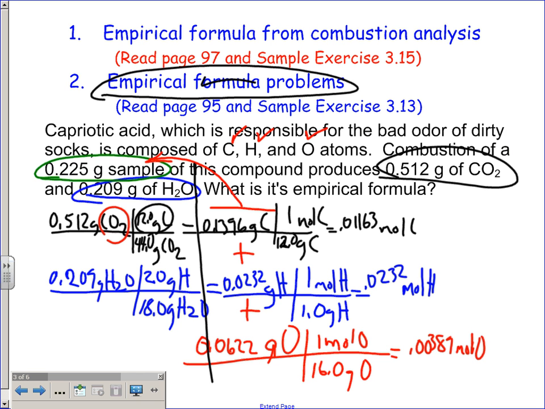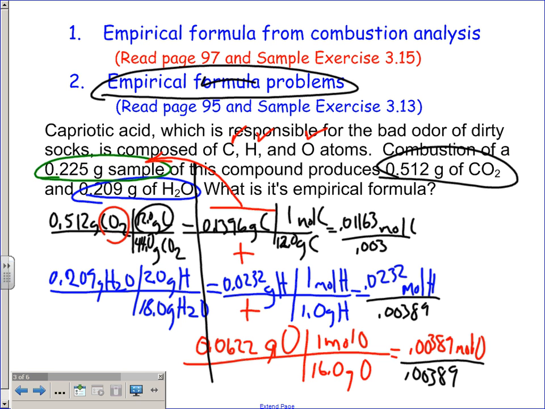So once we get to this point right here, the rest of this problem is just like any empirical formula problem ever is. So what I have to do is get grams, got it, get moles, got it, and then I need to get whole numbers. And the easiest way to do that is divide all three of these values by the smallest. Now 0.00389 is my smallest mole amount here.